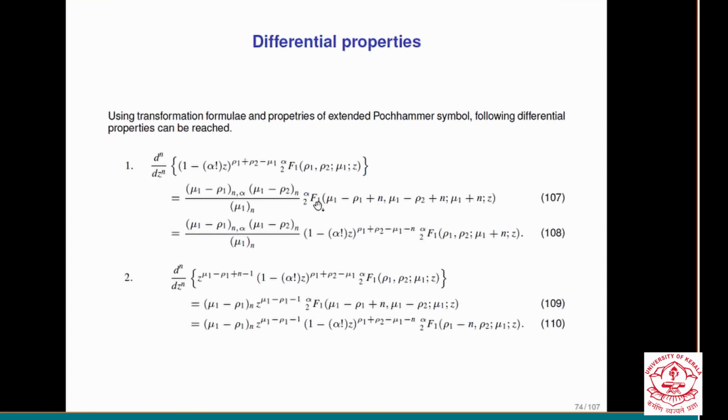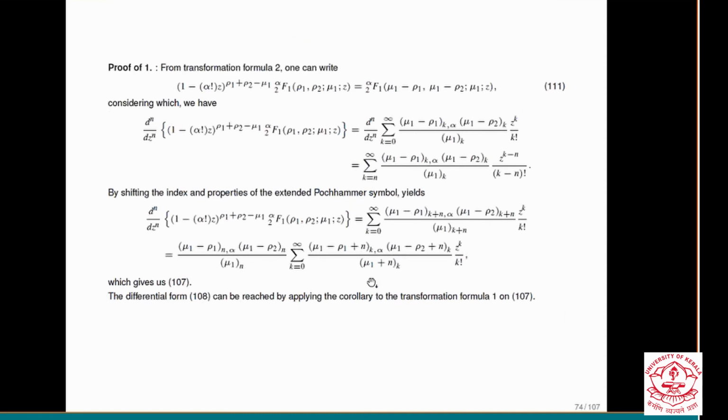And here we also again try to obtain some differential property of this type of hypergeometric function. So that is also satisfied in the form of 107, this is 107, this is 108, and this is your nth derivative. Basically this is your nth derivative, and here again this is your nth derivative, and finally this is 109 and 110, and these are the proof of the theorem.